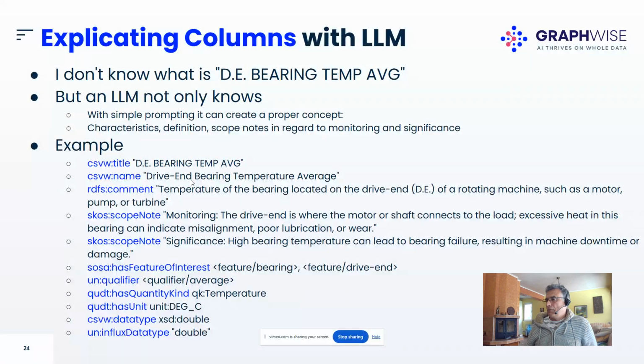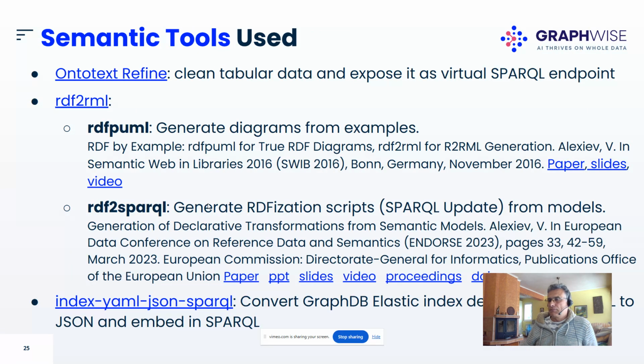And then we asked it with a simple prompt to generate something like this. And it comes up with quite a lot of information. If you read it, you see it's very descriptive. It captures the features of interest. It captures the quantity kind and the unit and also the qualifier. So it was quite a lot of help to gather the descriptions of these columns.